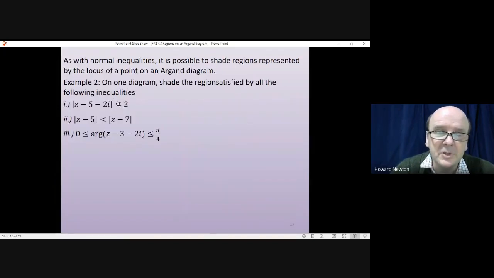Okay, example 2, exactly the same 3 inequalities, but this question is asking what would happen if all 3 had to be satisfied at the same time. So it's the same 3 inequalities. Have a go at doing this yourself, then come back to me when you're ready.